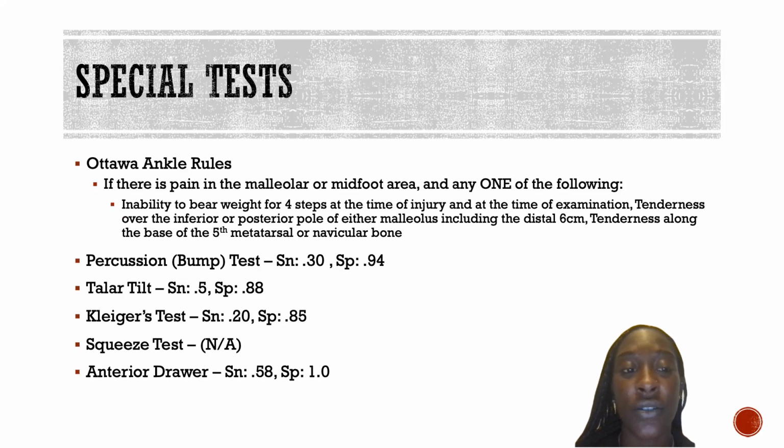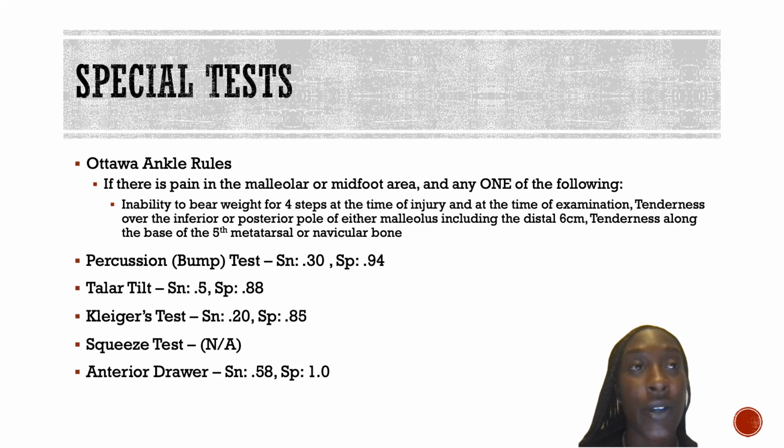So for special tests, I would always use the Ottawa ankle rules and the percussion test, just to make sure I'm not dealing with any fractures or avulsion fractures, or to make sure I'm dealing specifically with an inversion ankle sprain and not another injury that is referring pain. So that's what I would use the Ottawa ankle rules and the bump test percussion for. I would also use Kleiger's and the squeeze test, the syndesmotic squeeze test, to make sure I'm not dealing with a high ankle sprain, and make sure that I'm truly dealing with the inversion ankle sprain.